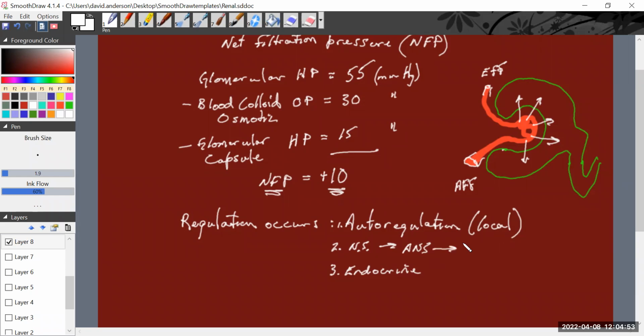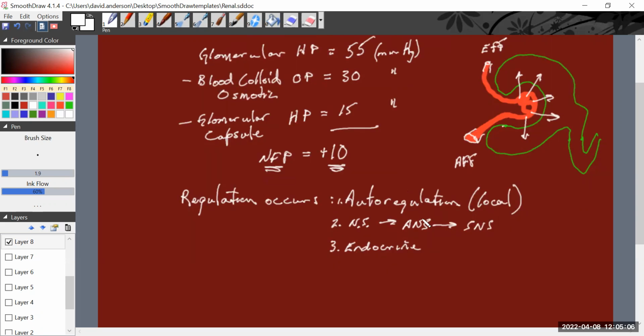Sympathetic. That's right, sympathetic. And in the endocrine system, we'll be talking about some hormones that are going to have an influence on blood volume and blood flow and things like that. So we really have three distinct mechanisms available to us to regulate this net filtration pressure and keep it very close to this number 10 mark.